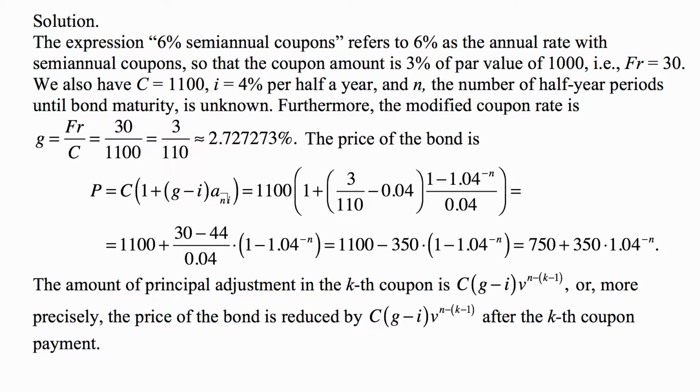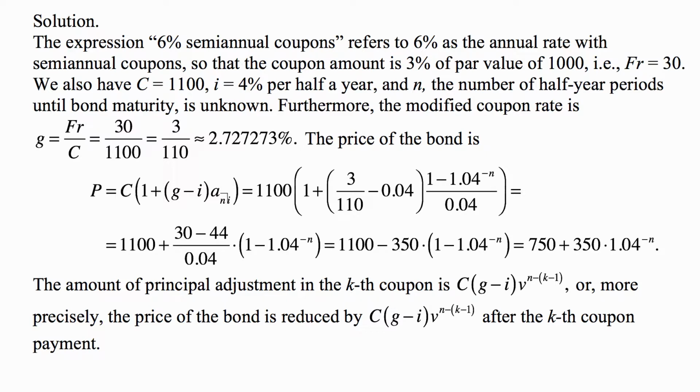So again, in the solution, I note that the expression 6% semi-annual coupons refers to 6% as the annual rate with semi-annual coupons, so that the coupon amount is 3% of the par value of 1,000. And that's 3% times 1,000. So what you would normally write in the bond pricing formula is Fr, and that's equal to 30. We also have C. The redemption value is 1,100. i is the effective interest rate, but it's 4% per half year. And n, the number of half-year periods until bond maturity, is unknown.